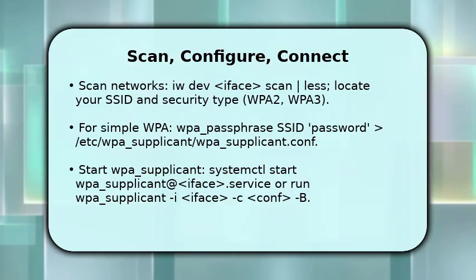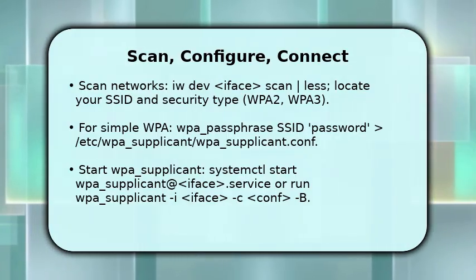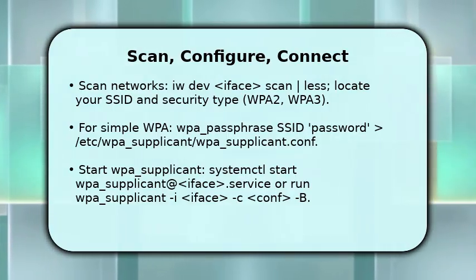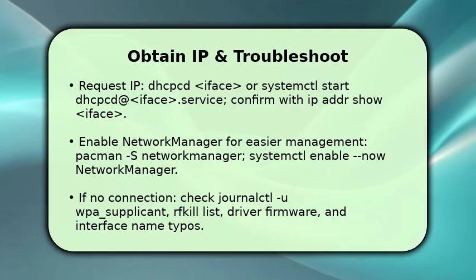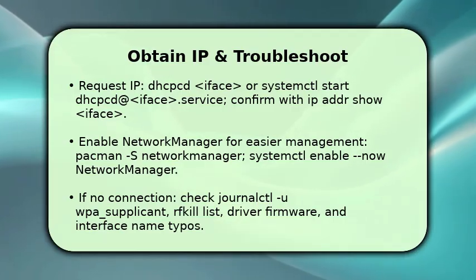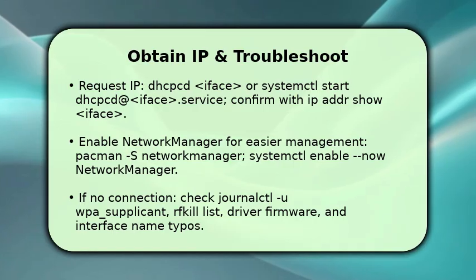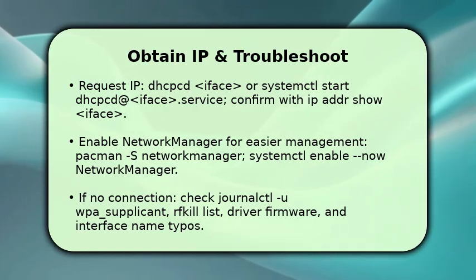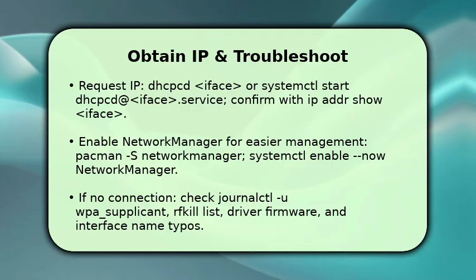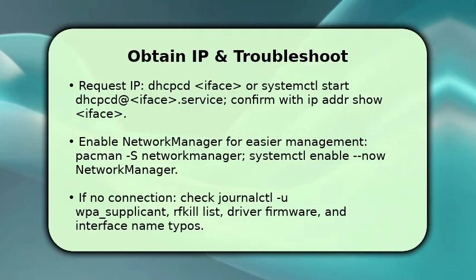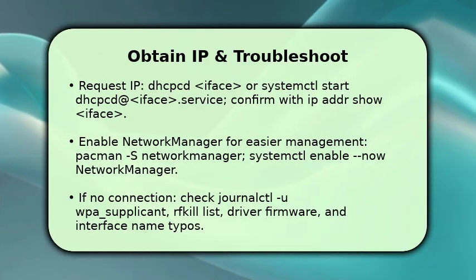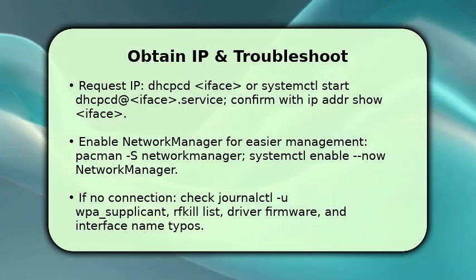You finish by getting an IP and verifying connectivity. Run dhcpcd interface or systemd start the DHCP client to receive an address. Verify with ip show and ping 8.8.8.8 to confirm. If you prefer GUI or simpler reconnection, install and enable NetworkManager. This handles WPA auto and roaming.